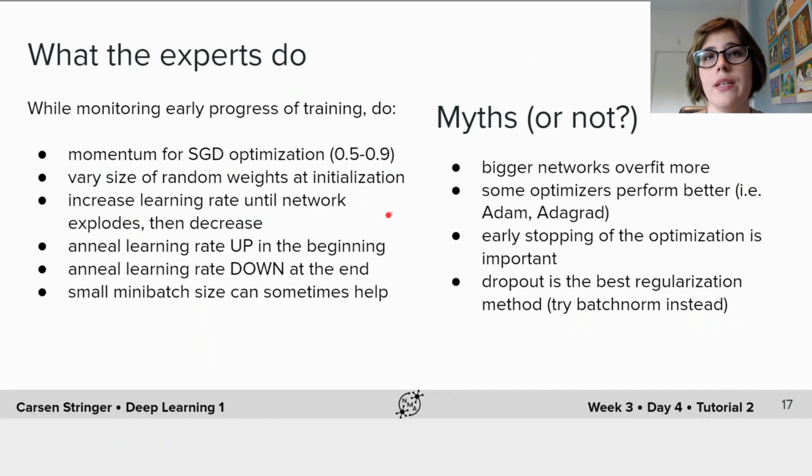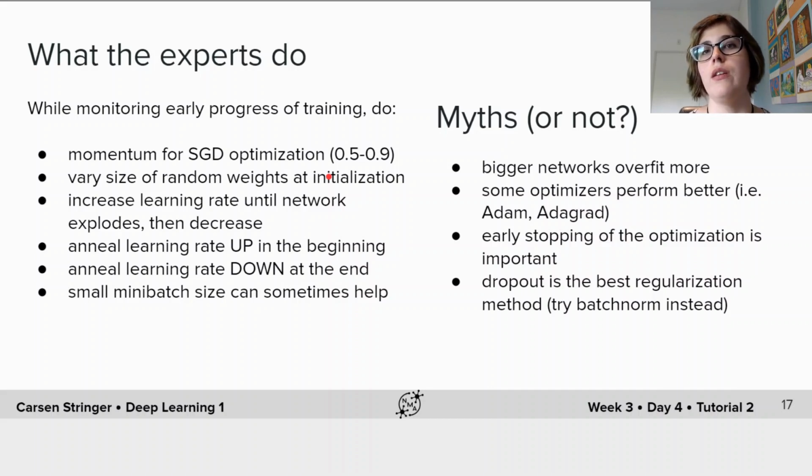I just want to close with telling you a little bit about what experts do when they're training deep neural networks. So you should always start off by training your neural network with only a few iterations and watching that progress before you let it run for hours and hours. And while you're watching this early progress, you can change various parameters in your training.